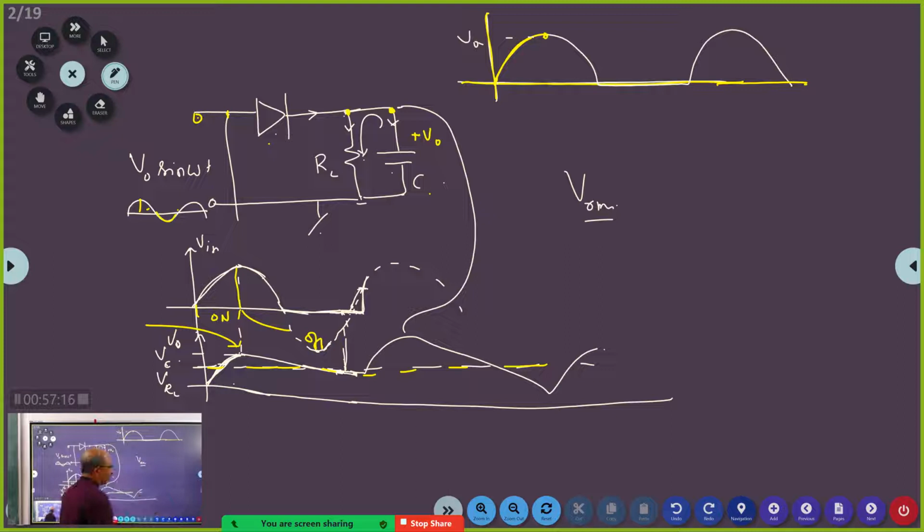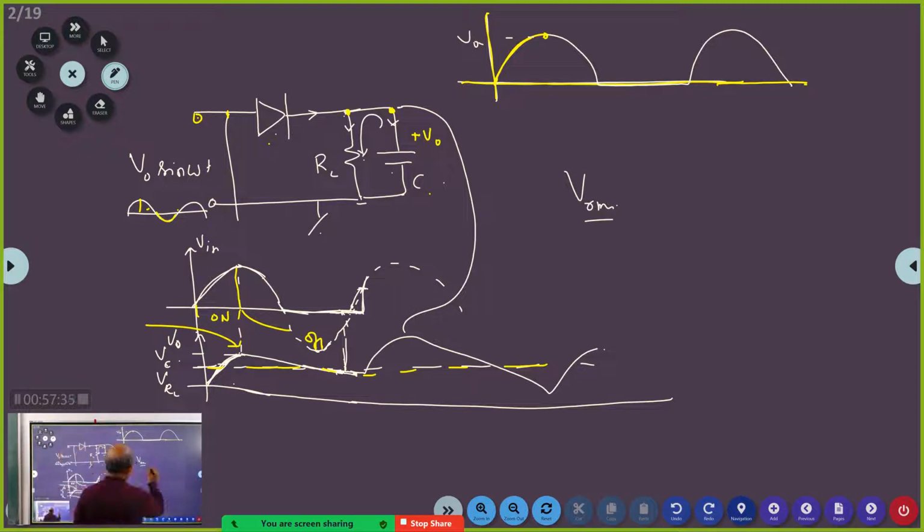Now, when will you use the RMS? We want to know what is the power at the output. That time we will use VRMS. Got it? We just want to know what is the power of the input signal, what is the power of the output.